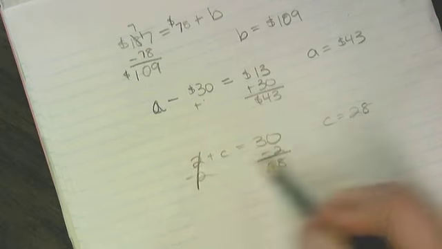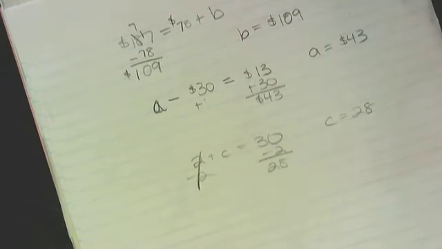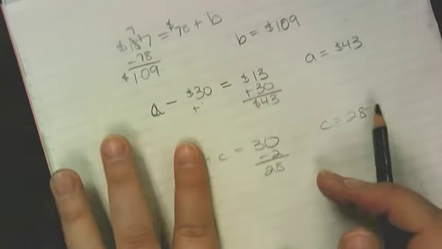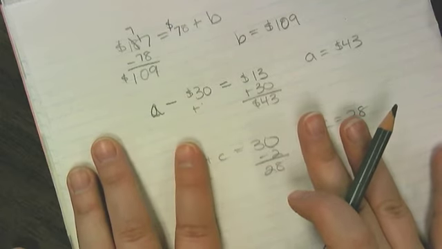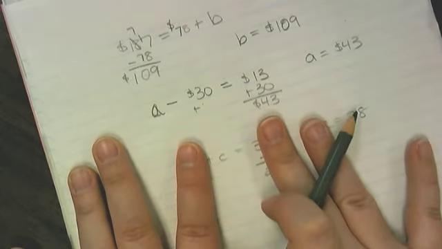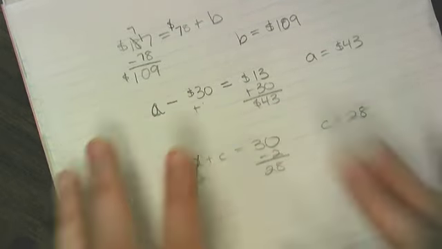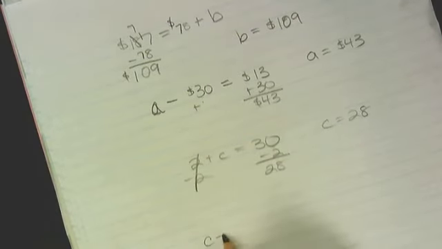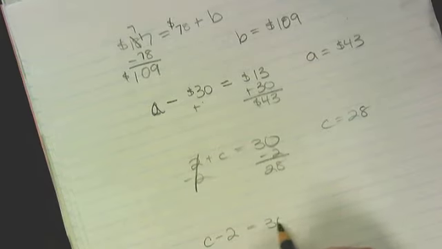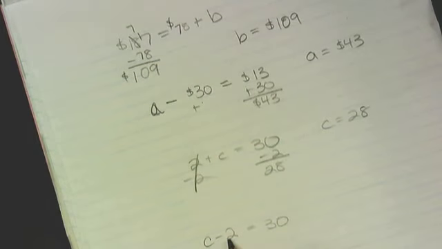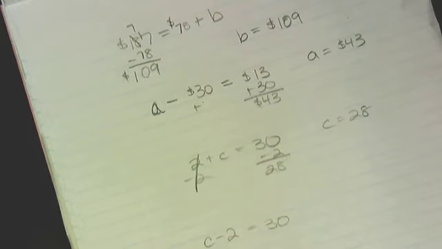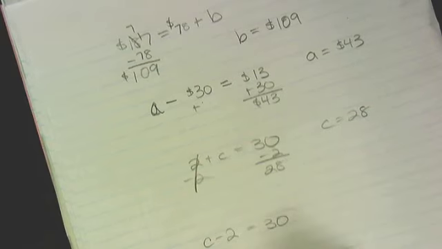You want to move the 2 over. Okay? If I have 2 on this side, then that takes care of 2 on this side, right? What about if it was C minus 2 equals 30? If I'm taking 2 away from this side, what does this side have to equal? 2 more.